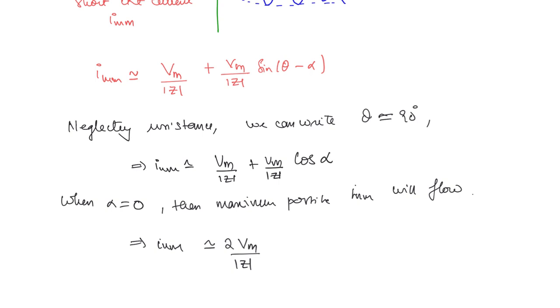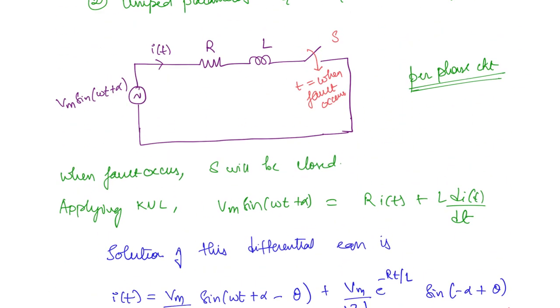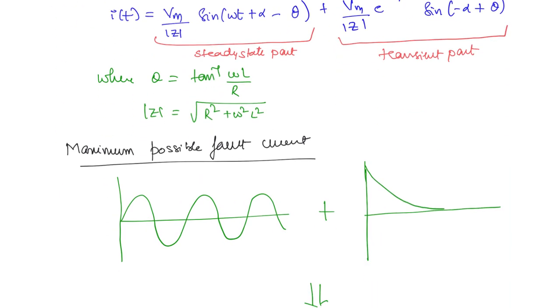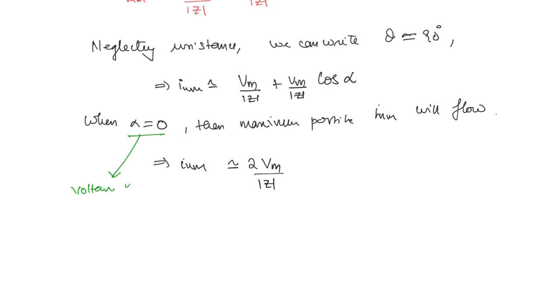So the circuit breaker should be chosen accordingly. It should be able to tolerate this amount of current momentarily. Now this alpha is equal to 0 means that the voltage, what is alpha here? Here if you remember, we have taken alpha to be the initial phase of the voltage. So alpha is equal to 0 means that at t is equal to 0, the voltage is going to pass through 0, right. Or you can take voltage wave because it is a sinusoidal function, right.